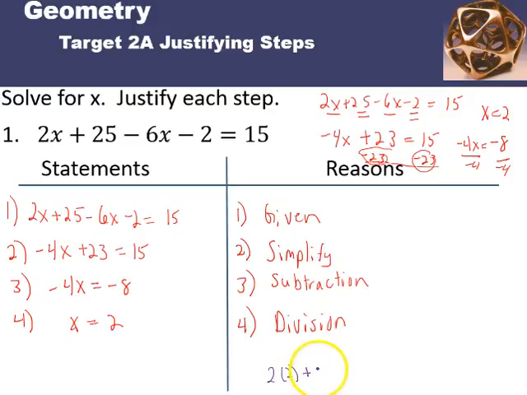plus 25, and then minus 6 times 2 minus 2, and I want to know if that's going to equal 15. I guess I should have written it up a little bit, but there's 4 plus 25, and negative 6 times 2 is negative 12 minus 2, and I want to know if that equals 15. Again, 4 plus 25 is 29, 29 minus 12 is 17, and 17 minus 2 is 15. So I do get 15 equals 15. So it checks.